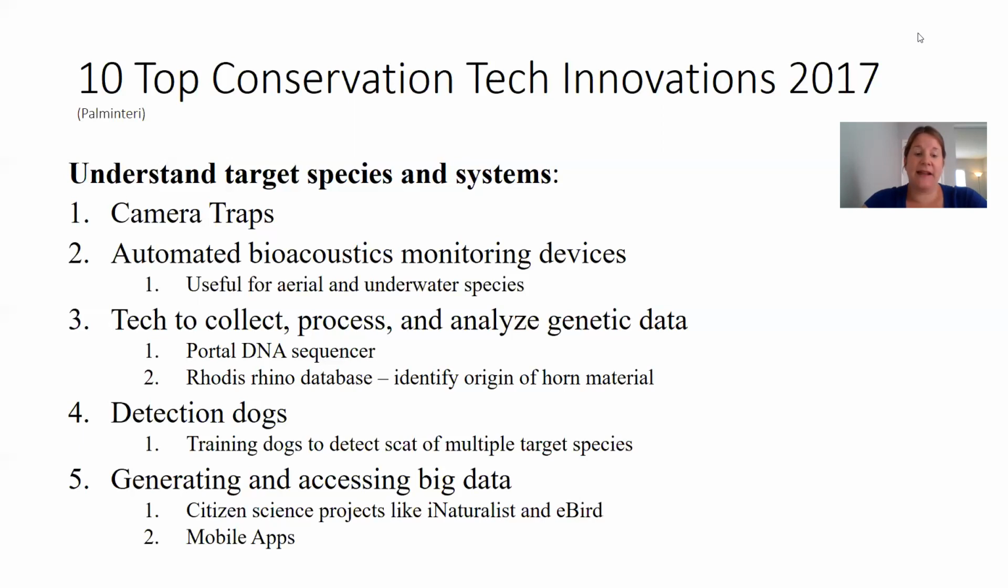Generating and accessing big data. So a lot of the mobile apps and the examples of citizen science are part of this. Getting massive amounts of data through things like iNaturalist and eBird, these kinds of technologies wouldn't have been possible 10 years ago. And accessing these big data sets can help you then, as eBird was doing, monitor where bird species are and how they're moving and what their population numbers look like.